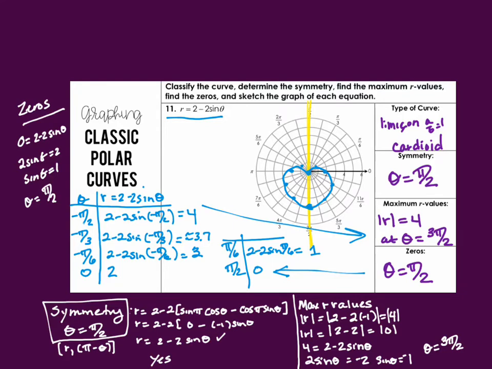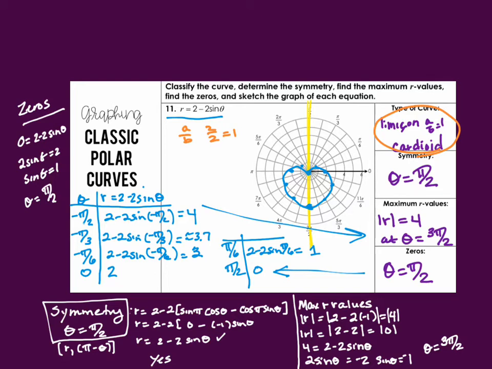So we have 2 minus 2 sine theta. That I know is a limaçon, and A over B would be 2 over 2, so it's equal to 1, so it's a cardioid. So I have a cardioid limaçon. That means I'm going to get a heart shape.